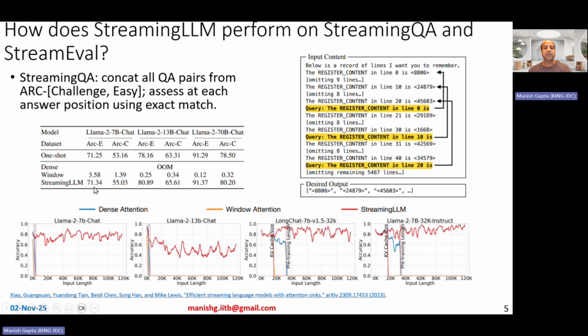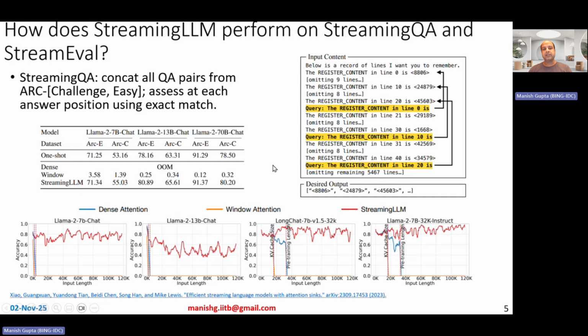In fact, these accuracies that you see here are equivalent to one-shot accuracies when you provided these examples one by one to these models. If you gave the examples one by one, the sequence length is small, and therefore these models perform really well across ARC Challenge and ARC Easy benchmarks, right? And these accuracies are retained even when you concatenate everything and give it as a single sequence if you do StreamingLLM kind of evaluation.